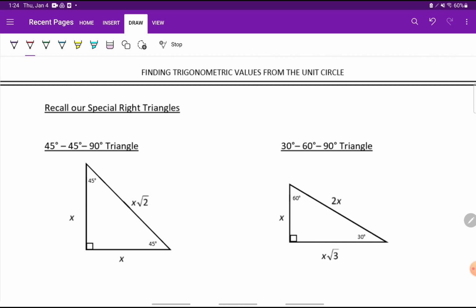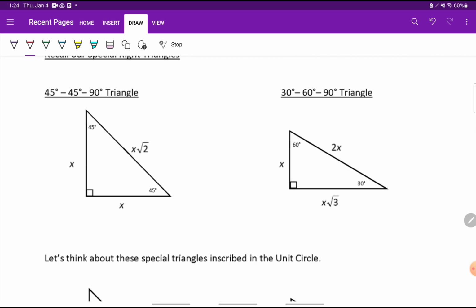So to refresh your memory, with the 45, 45, 90 triangle, the two sides are the same. We label them x, and the hypotenuse is always one of the sides times the square root of 2. In a 30, 60, 90 triangle, the smallest side is across from the 30-degree angle, and we label that x. The longer side is across from the 60-degree angle, and it's the short side times the square root of 3. And the hypotenuse of our 30, 60, 90 triangle is twice the short side.